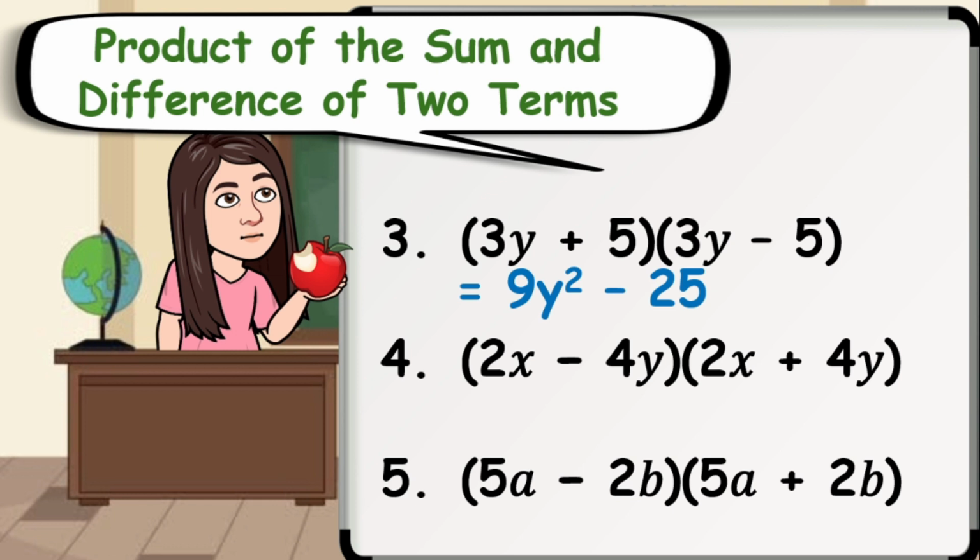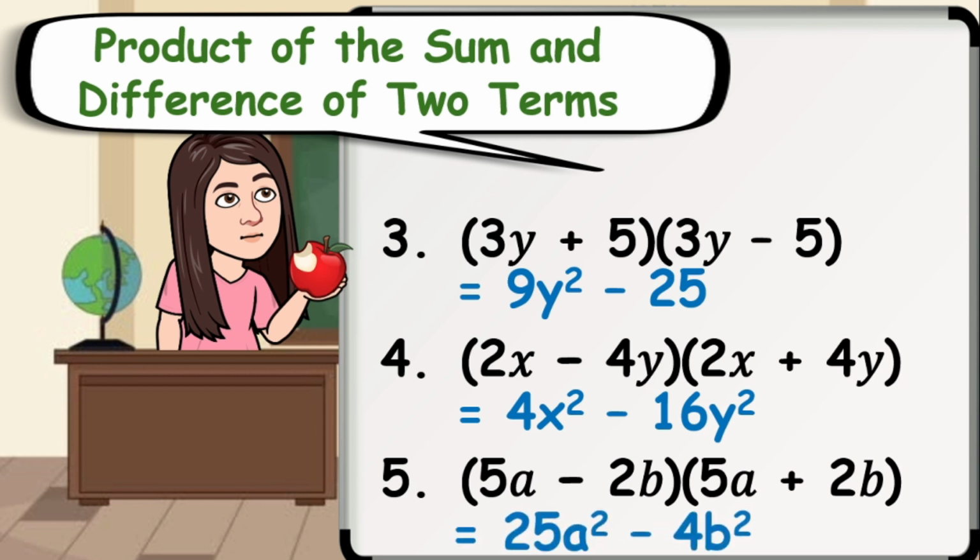Number 4. The quantity of 2x minus 4y times the quantity of 2x plus 4y. The answer is 4x squared minus 16y squared. And number 5, the quantity of 5a minus 2b times the quantity of 5a plus 2b. And the answer is 25a squared minus 4b squared.